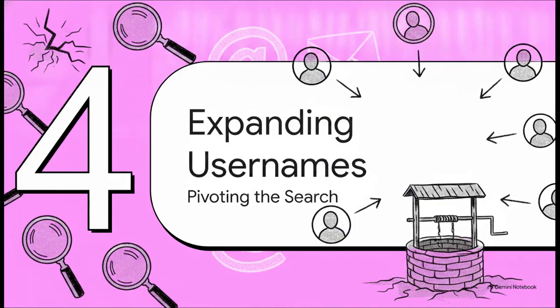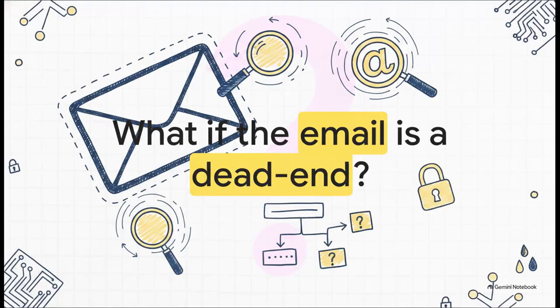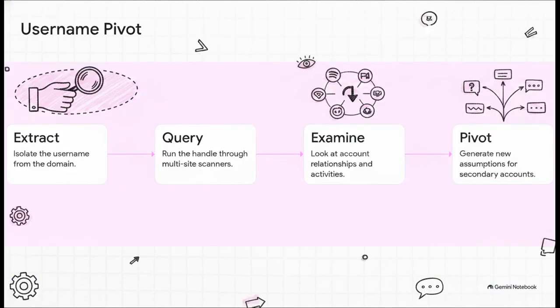Section 4. Expanding to usernames. But what happens when our initial search methods just run completely dry? What if that email address is a total dead end? Well, this is exactly where we have to pivot our investigation and really look at the anatomy of the email itself.